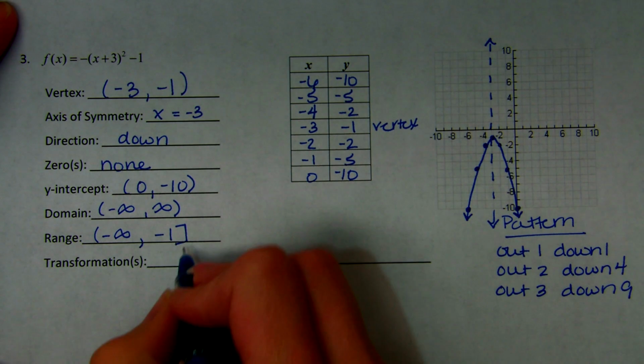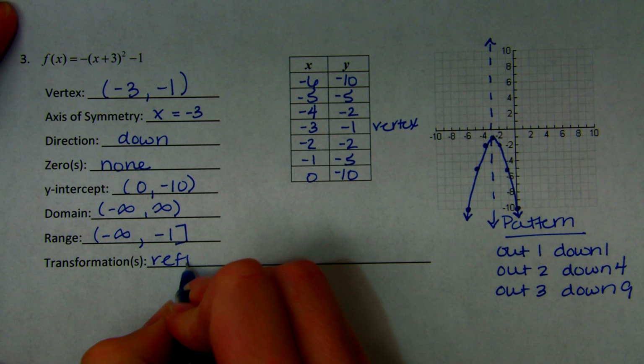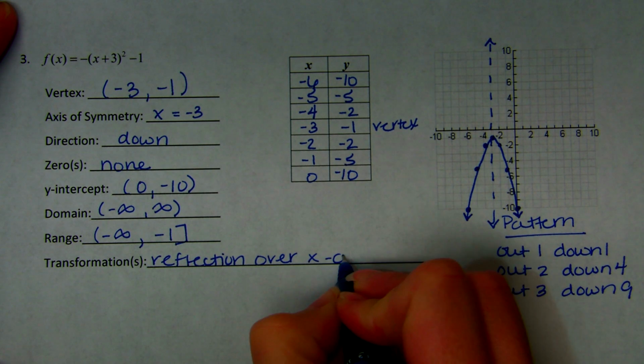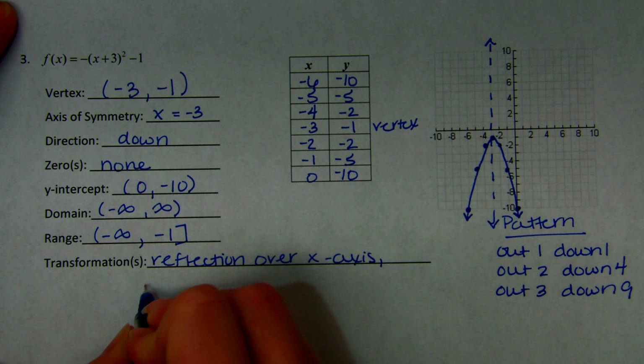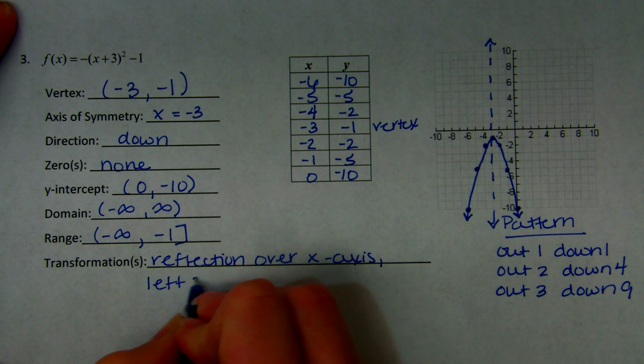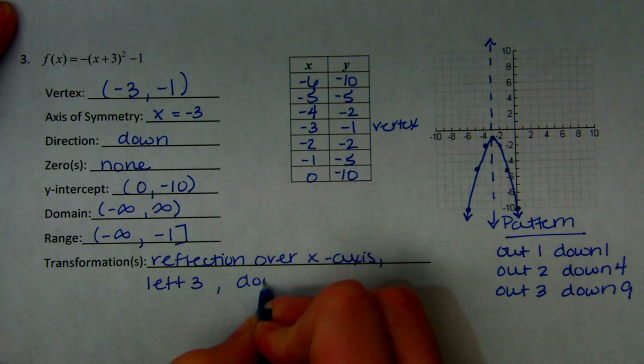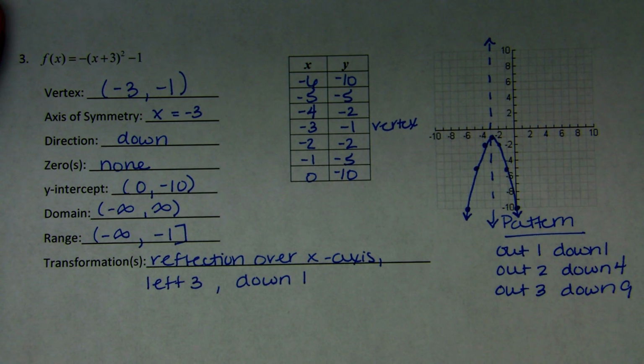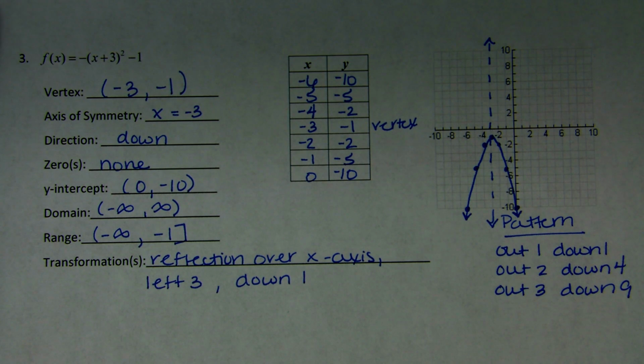Transformations, we write them in the order we see them. This is a reflection over the x-axis. It has moved left 3 and down 1. Left 3 and down 1.